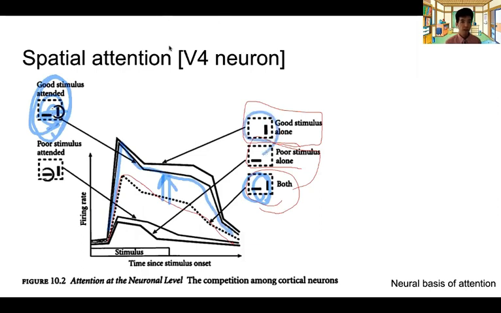Okay. On the other hand, when the poor stimulus was attended by the monkey, by some task instruction or task relevance, then although the stimulus itself is the same, the response of the B4 neurons almost looks like the response to the poor stimulus alone. So this idea is compatible with the fact that when you attend to some stimulus, that's what we become aware of. Okay, so this is the type of neurons in B4 that goes with attention and perception.